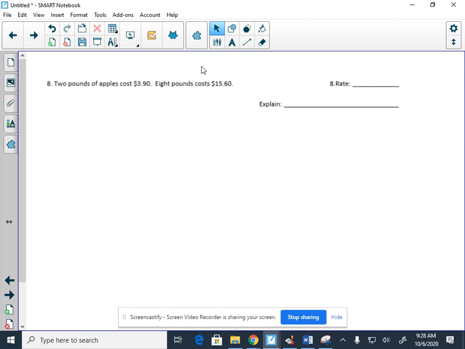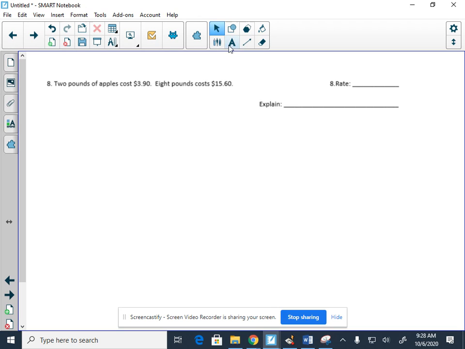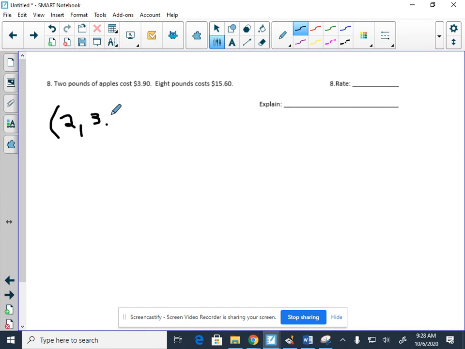All right. What was the chips? 1 chip every 4 seconds. All right. 2 pounds is $3.90. So I'm going to make a couple of XY coordinates here. 8 pounds is $15.60. What is that number? It's 390. That's 390. It's on your paper.